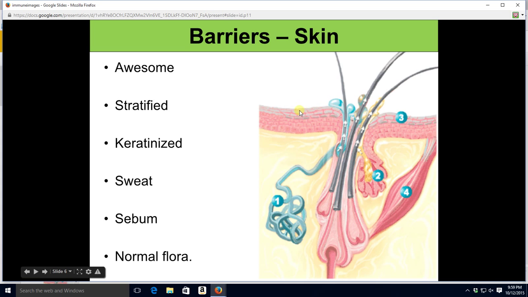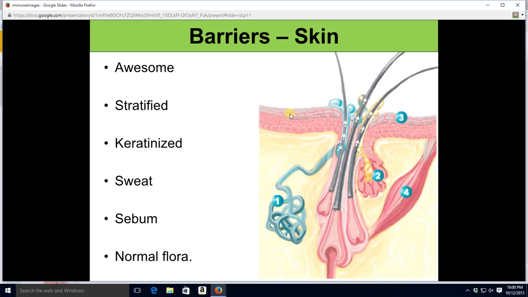And the cells on the top here are dead, filled with that protein keratin, which is tough and fibrous, hard to be degraded. And having dead skin cells at the top is good as well, because then you can permit pathogen or just microbes in general to be there and not worry about it too much. And when you shed that dead skin, you can shed them away.